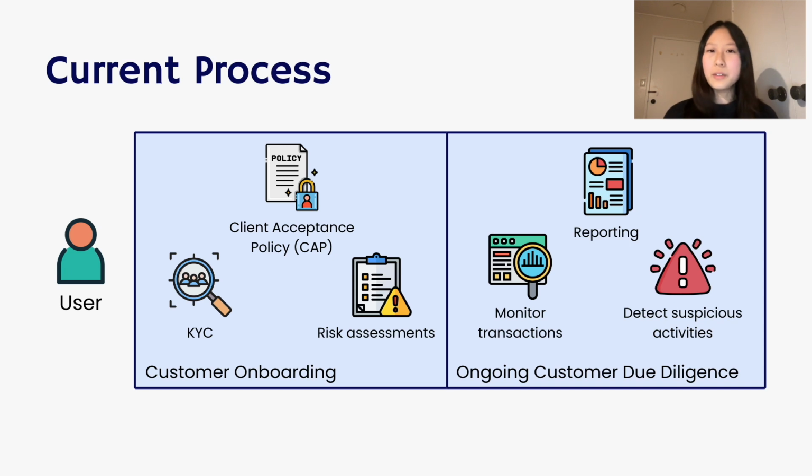Currently, the anti-money laundering and know your customer actions occur within two steps. Firstly, know your customer occurs during the customer onboarding process, which includes a series of risk assessments for the client and verifying their identity to ensure that they are safe to work with. This check happens usually once every few years for existing clients.